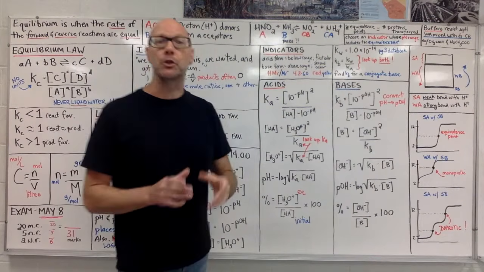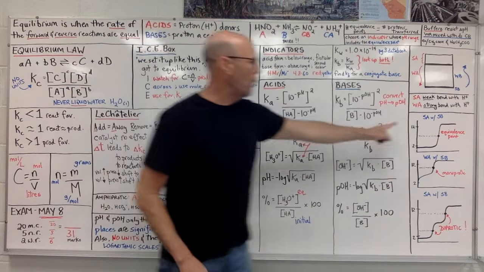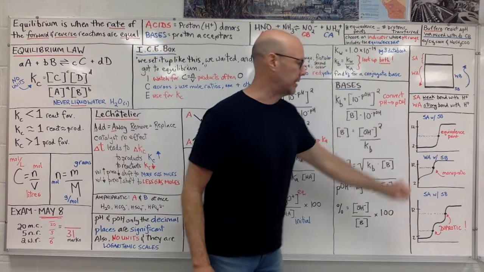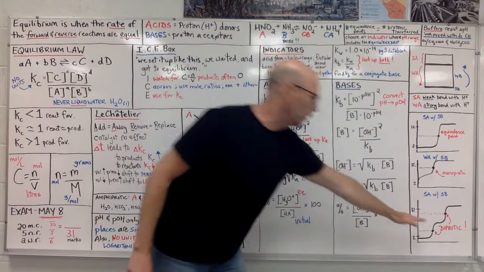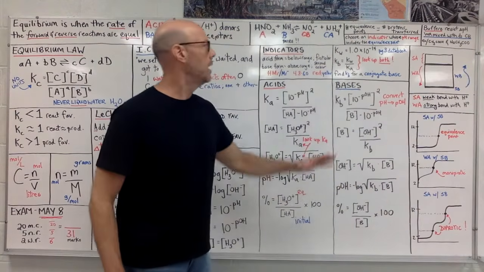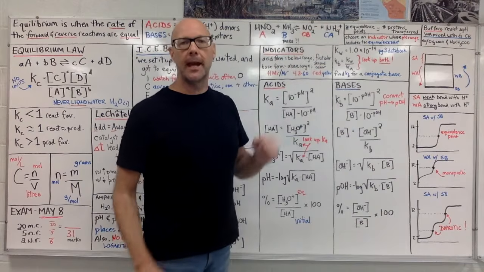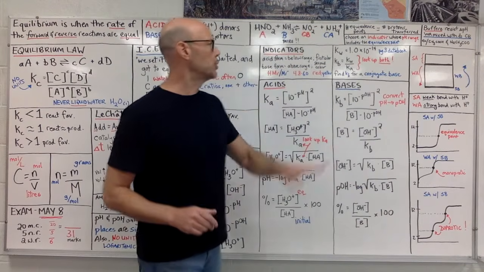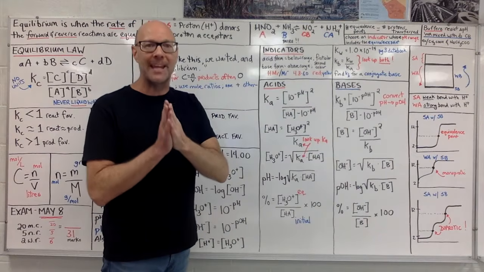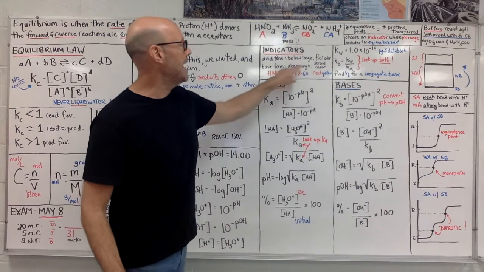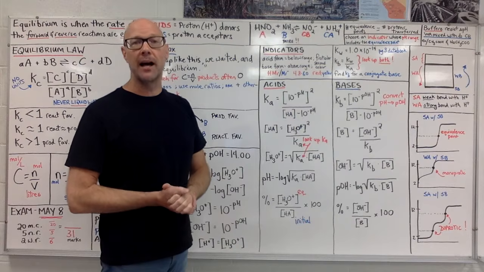Sometimes we might be asked to choose an indicator. What would be a good indicator to use right there, or for either of those equivalence points down there? We'll find the pH, and then we're going to choose an indicator whose pH range, which we can find in the data booklet, includes the endpoint. We want the equivalence point, the endpoint, in that range that we can find in the data book.